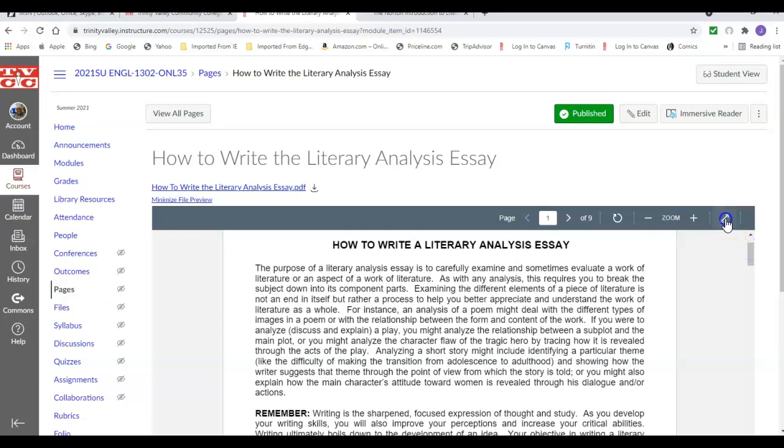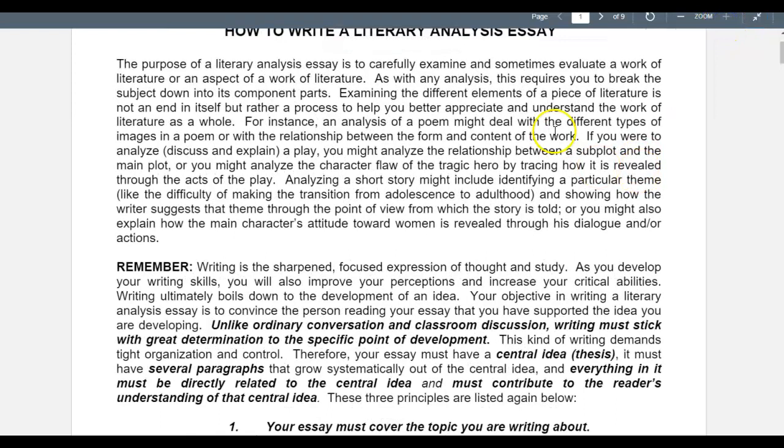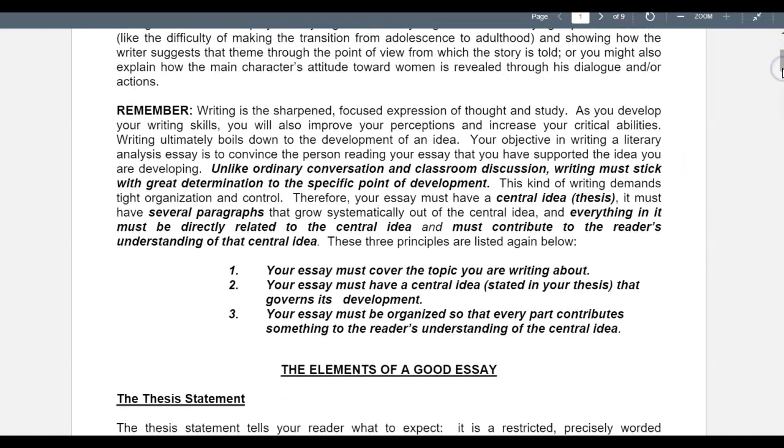One of the key aspects that you want to make sure that you're paying attention to when you do this, I'm going to zoom this up a little bit for you, is that you are evaluating a work of literature for a particular aspect. You're looking at a key detail. The analysis, as it says, of a poem, I deal with different kinds of images. If you're looking at a play, maybe it's a subplot, story, maybe a particular theme. Keep in mind that what you're doing when you're writing a literary analysis is that you're developing an argument. And an argument is simply stating a position in regard to a particular topic.